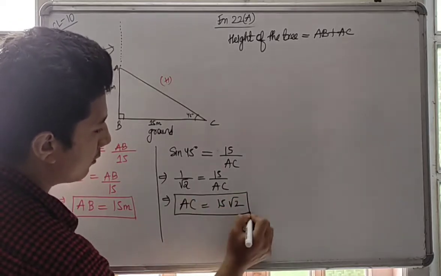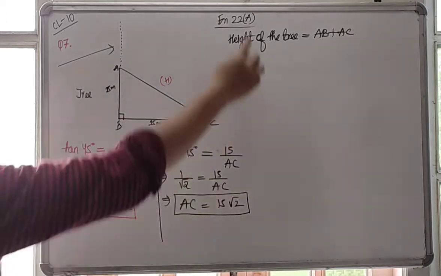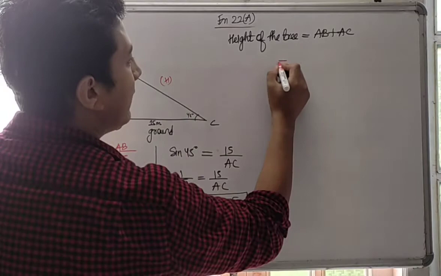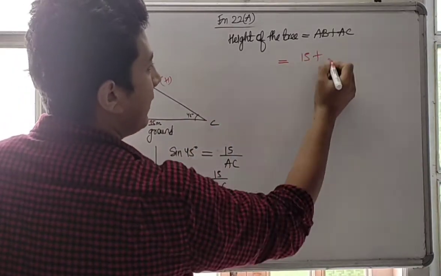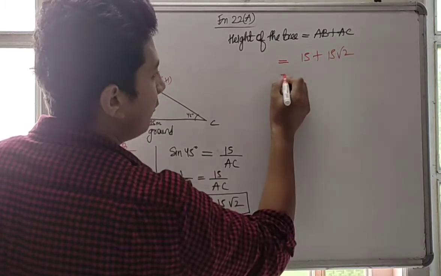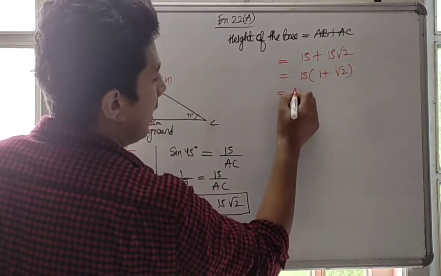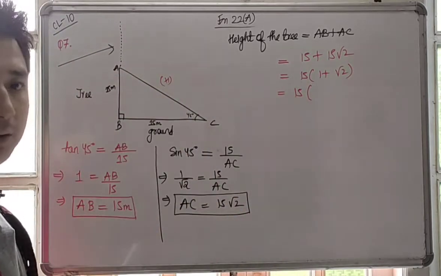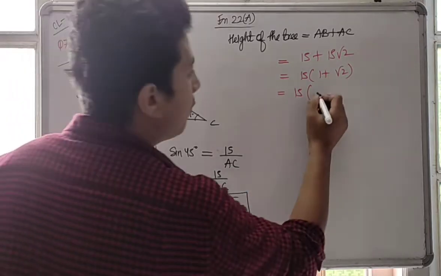So yes, we got the value of AB, we got the value of AC. So therefore, can I find the actual height of the tree? Yes, the height of the tree before it was broken is given by AB plus AC. AB is 15 and AC is 15 root 2. 15 we can take common. So 1 plus root 2, and root 2, we can use the value of root 2 from the square root table which is given at the back. The value for root 2 is 1.414.